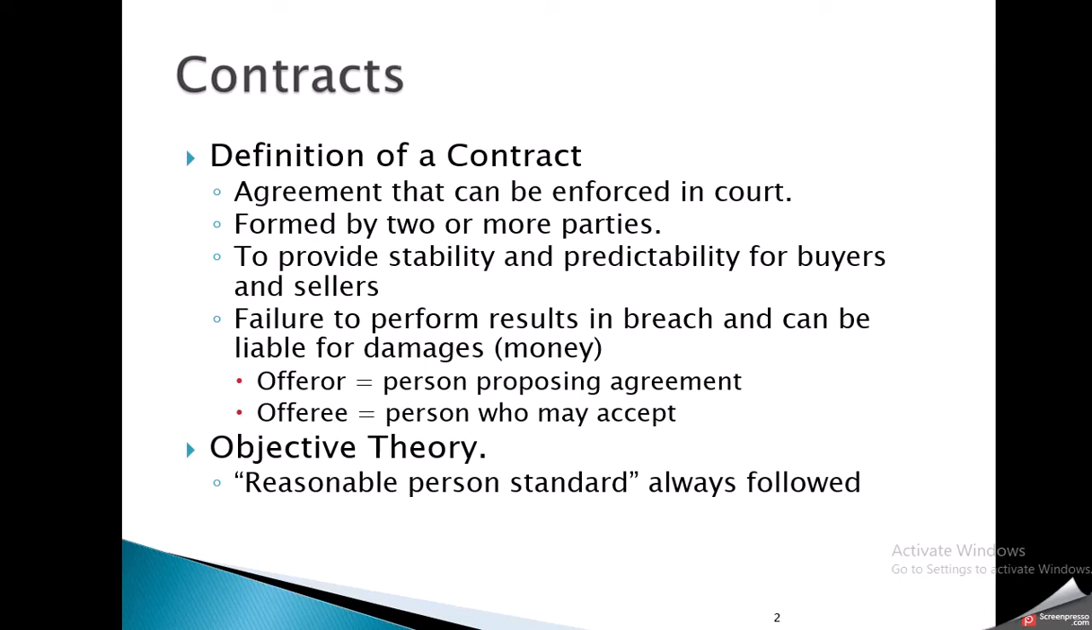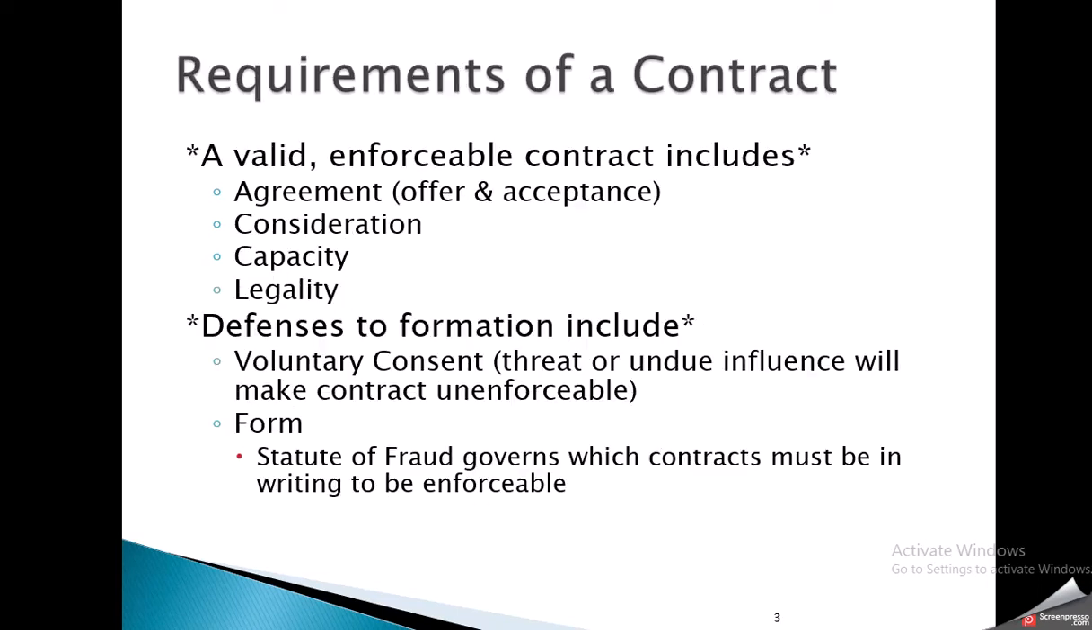And like with everything in business law, I feel like everything is always a reasonable person standard. That's how we judge everything in law: what would a reasonable person do or what would a reasonable person think. So you want to understand the requirements of a contract. These requirements have to be met in order for it to be enforceable in a court of law. You could be missing some of those and still have a contract, but you couldn't take it to court if the person breaches.